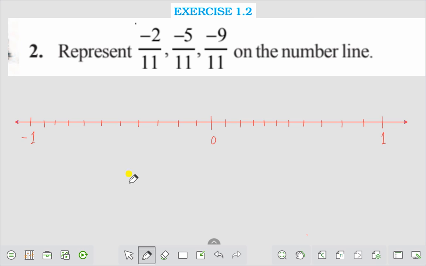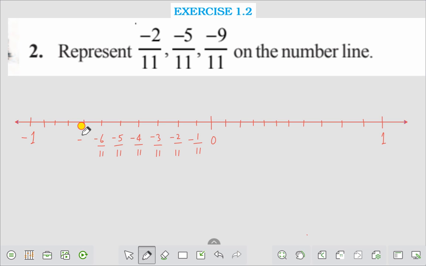Now if we represent this as 11 equal parts, that means we can write here 11 equal parts. One part is minus 1 by 11, right? This is minus 1 by 11. This one is minus 2 by 11. This part is minus 3 by 11. This is minus 4 by 11. This one is minus 5 by 11. This one is minus 6 by 11.